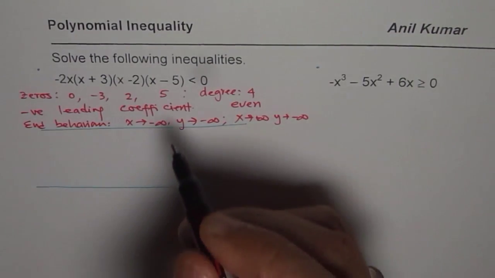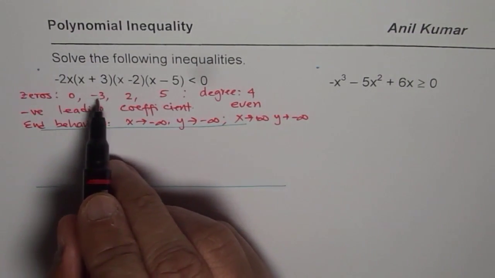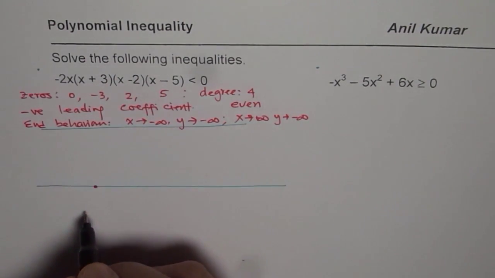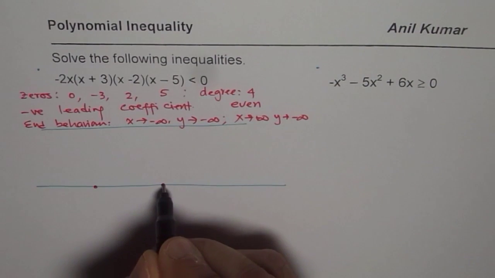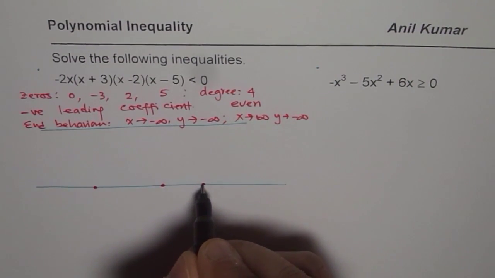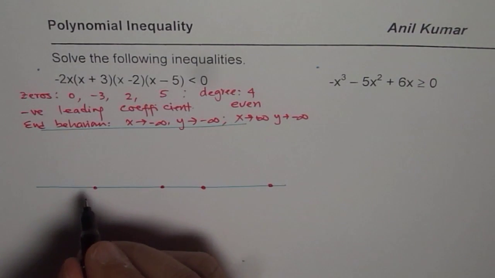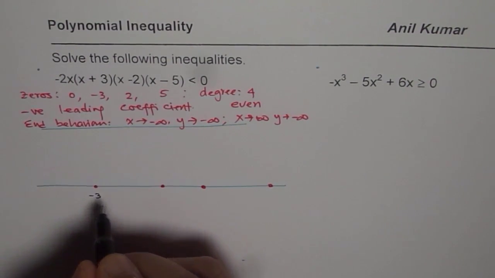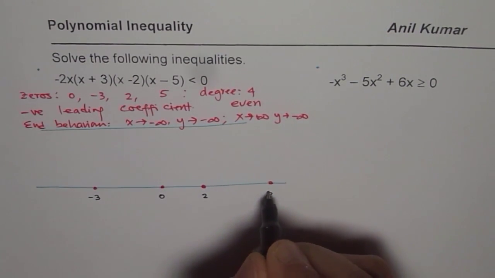So what we have here is that the zeros are at 0, minus 3. So we have a linear zero at minus 3. Then we have 0 at, let us say this is 0 for us. And then we have 2, and then we have 5, right? So these are our zeros: minus 3, 0, 2, and then 5.